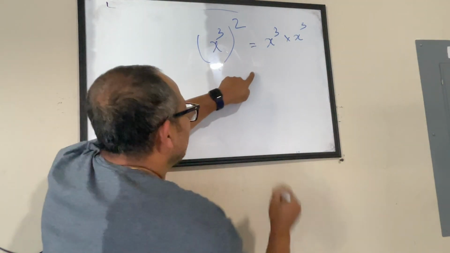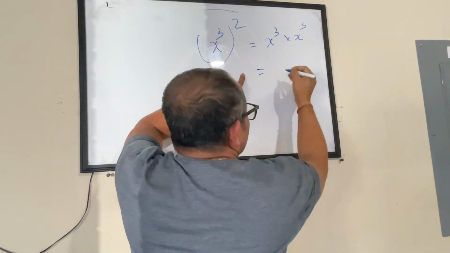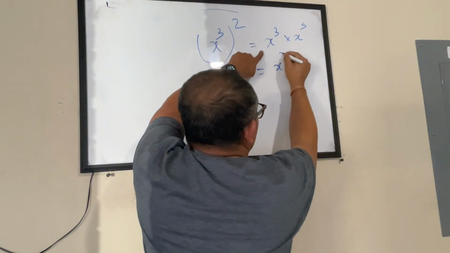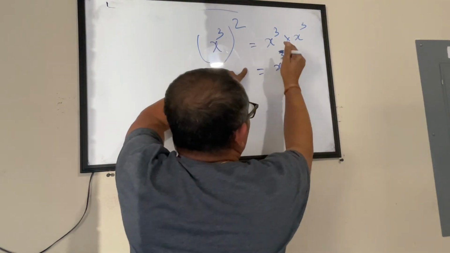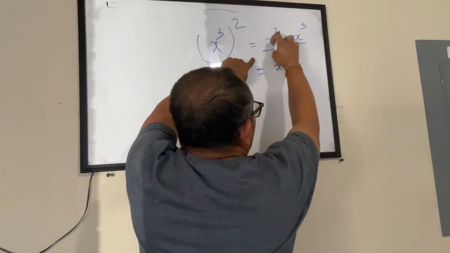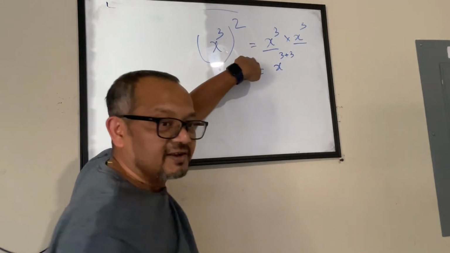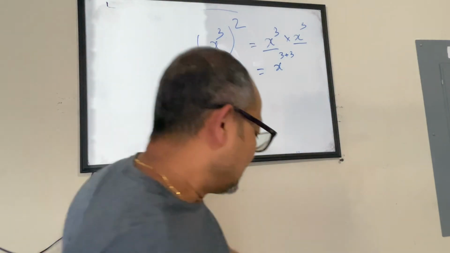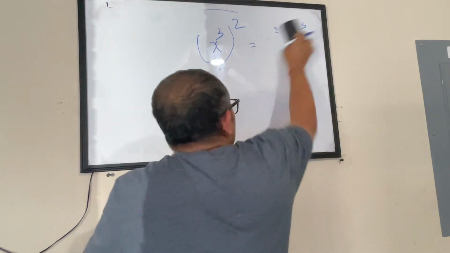Yeah, but I did 3 times 3. So you will not do 3 times 3. You will do 3 to the power 3 plus 3, because it's a multiplication of exponents, which adds the power. Correct? Yeah, I get it now. Yep.